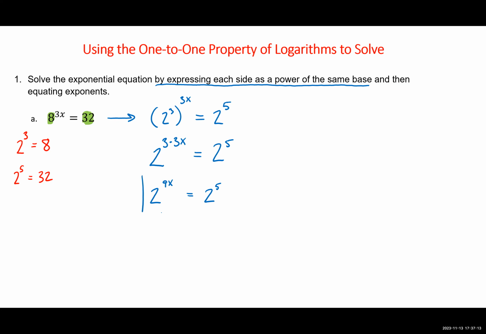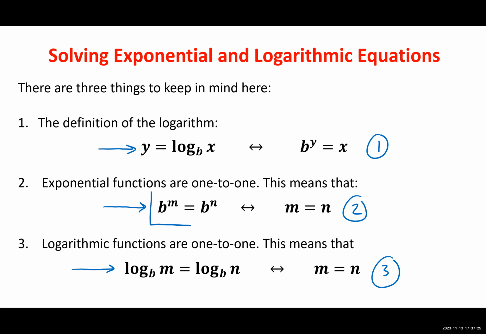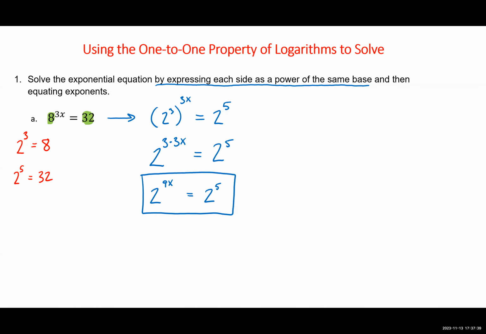Okay, and now this 2 to the 9x equals 2 to the fifth. I'm going to go back a couple of slides. Looks just like this. Same base on both sides. We have 2 to a power equals 2 to a power. So then the exponents have to be equal. So that means, and this is a result of the exponential function being 1 to 1, if 2 to the 9x is equal to 2 to the fifth, then the 9x has to be equal to 5.